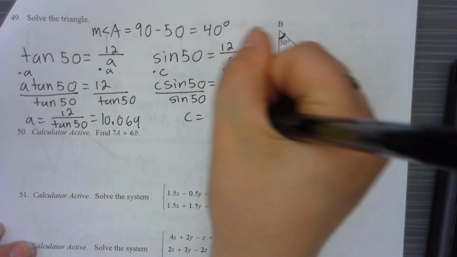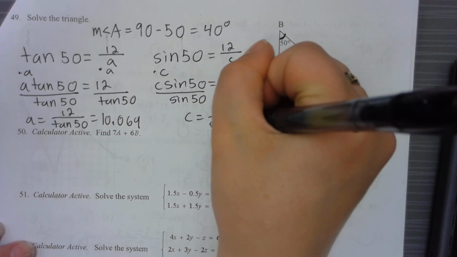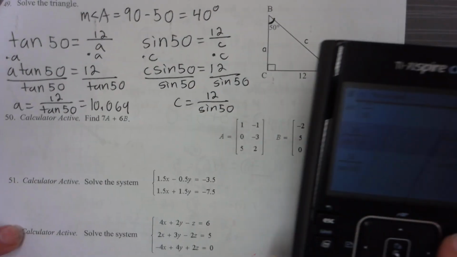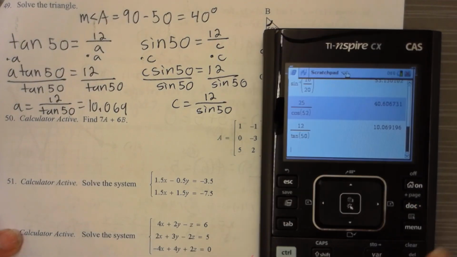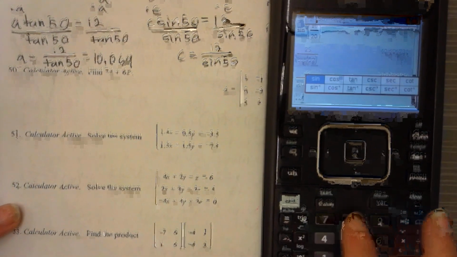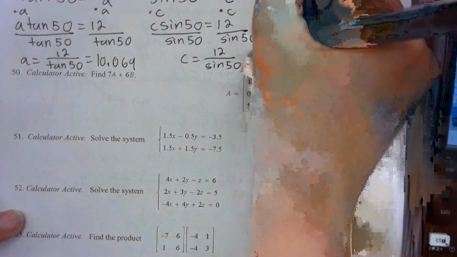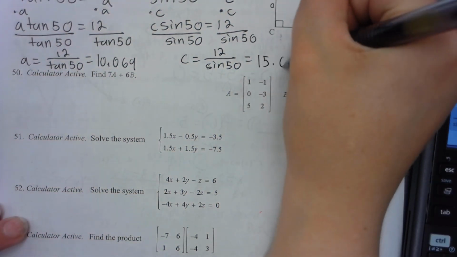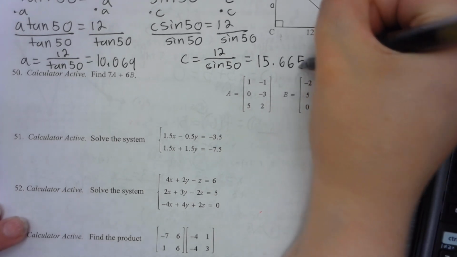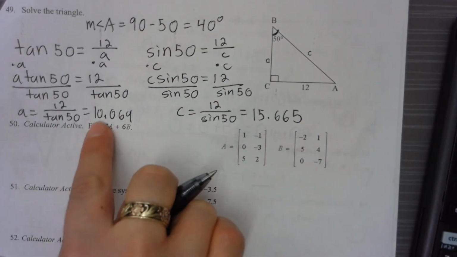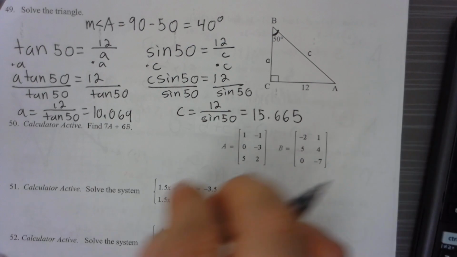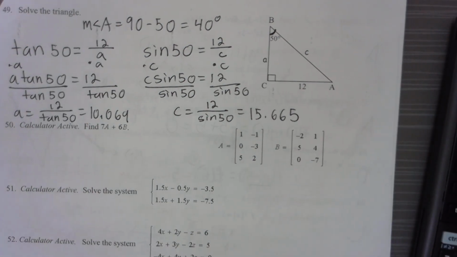So we'd get that C equals 12 over the sine of 50, and that is what we would plug into our calculator. So we'd say 12 divided by trig sine 50. And so we'd get that that length is 15.665, and that should be the longest length out of the three that we have because it is the hypotenuse. So that is kind of a nice little way to check yourself.